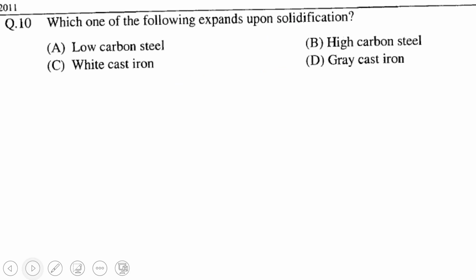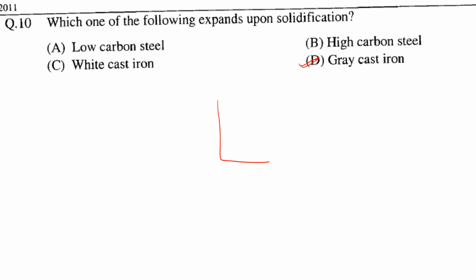Okay. Next, which one of the following expands upon solidification? That means when we do the solidification, that means we decrease the temperature, then the volume increases, right? Here normally the volume decreases for many cases, but here in one case it increases, and that is your gray cast iron. And why does it happen?